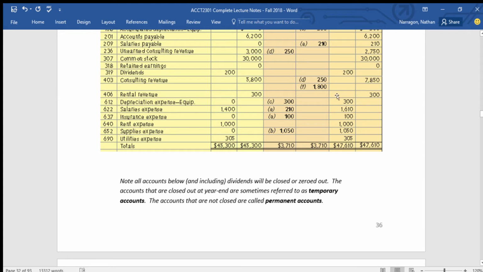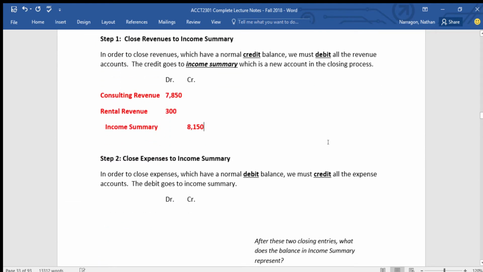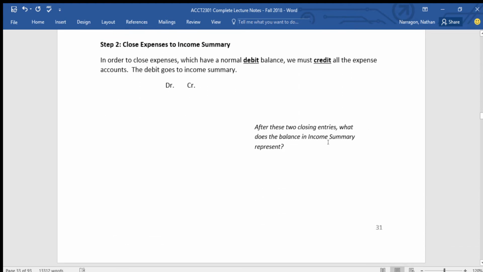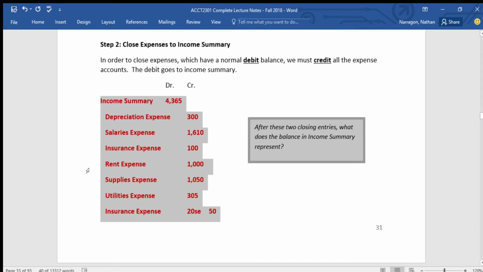They are normally debited. So if we're closing them down and bringing them down to 0, we must credit. So again, we're bringing them down to 0, so we're closing them out. But since expenses get credited, we must debit income summary. Again, notice that we don't just go expenses and it's the total amount. You have to list each expense account.